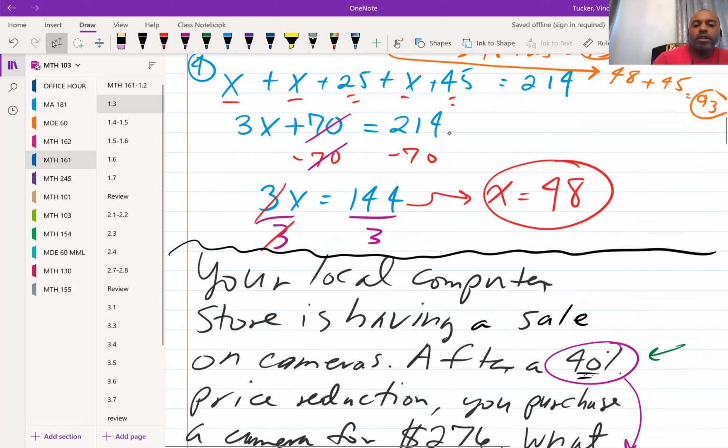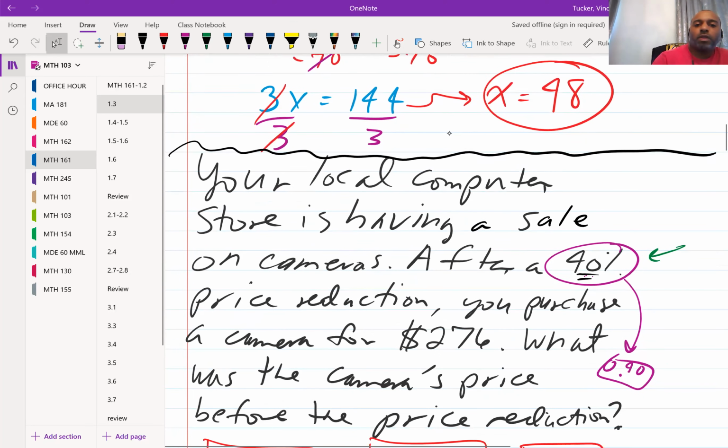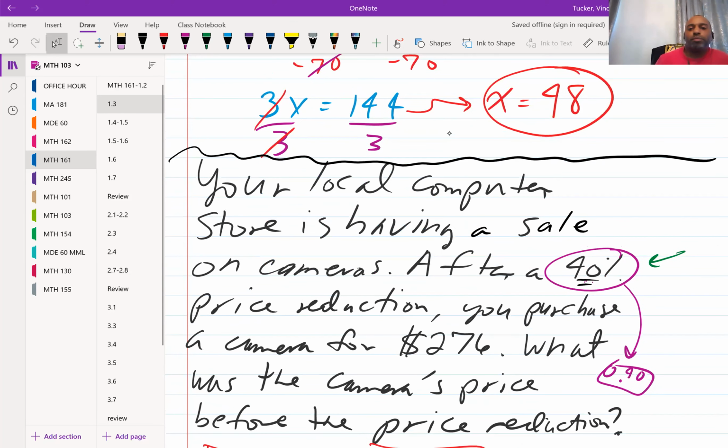All right. So the next one, your local computer store is having a sale on cameras. Could have written that better. Probably could have written a lot of this better. On cameras, after a 40% price reduction, you purchase a camera for $276. What was the camera's price before the price reduction?